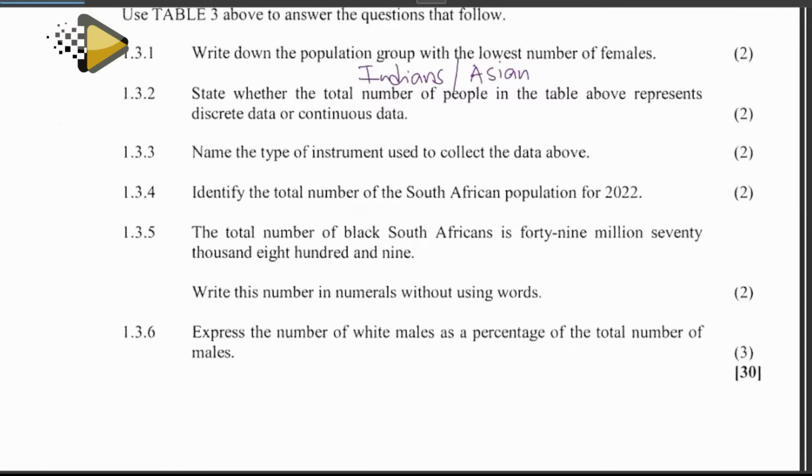Okay. State whether the total number of people in the table above represents discrete or continuous data. This is discrete, because we are looking at humans. Discrete data. Then name the type of instrument used to collect the above data. The instrument could have been what? A questionnaire.